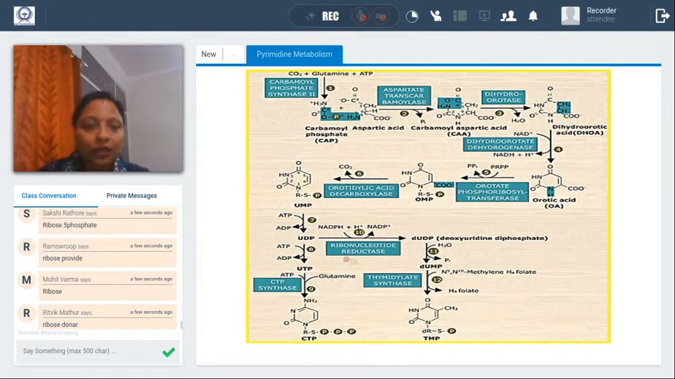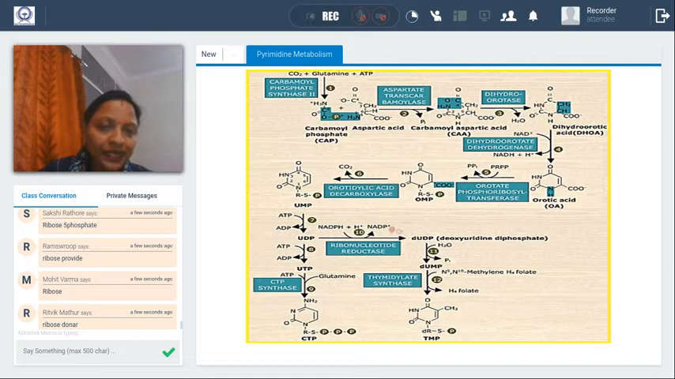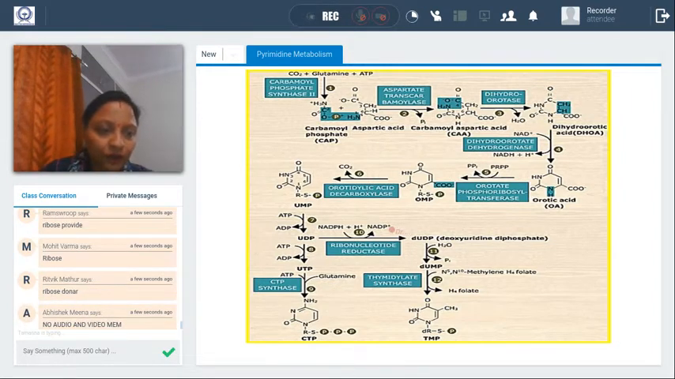What is this OMP? Please write in the box the full form of OMP. What does it mean? OMP stands for, please write in the box.